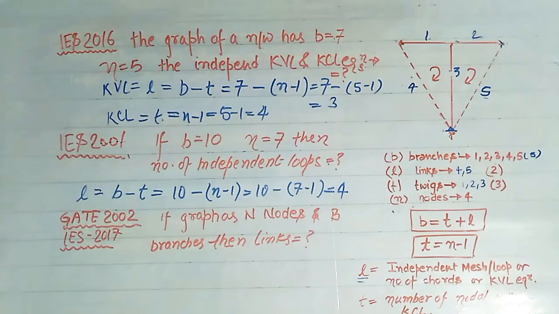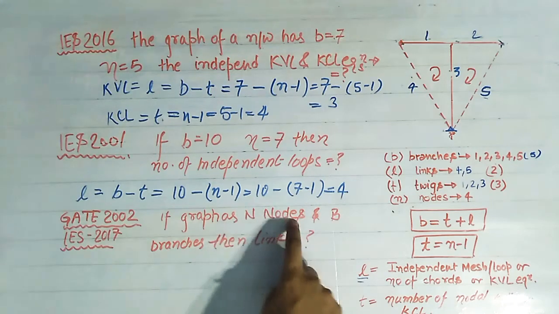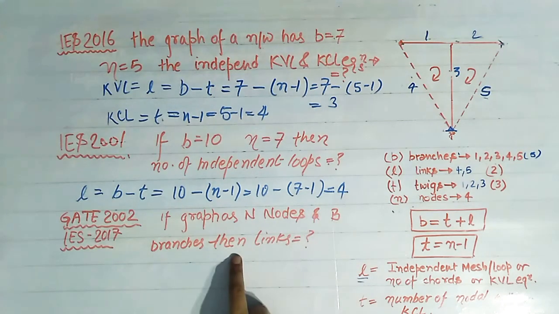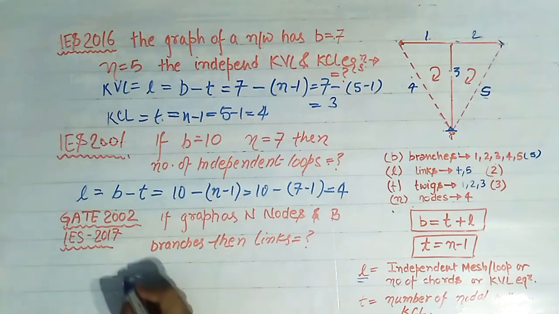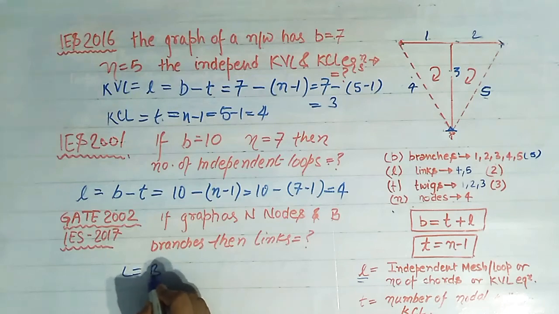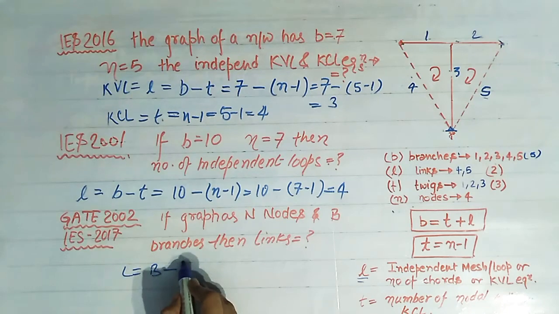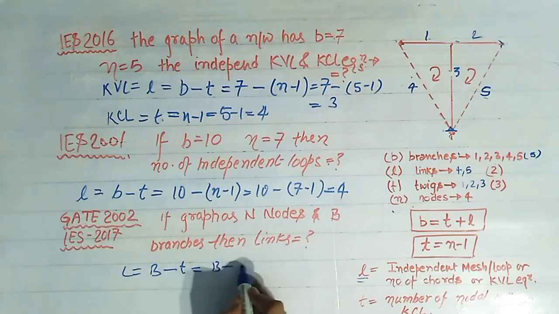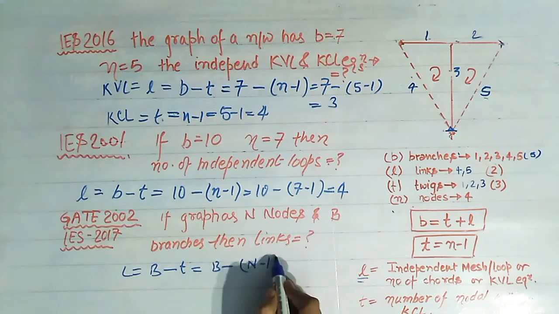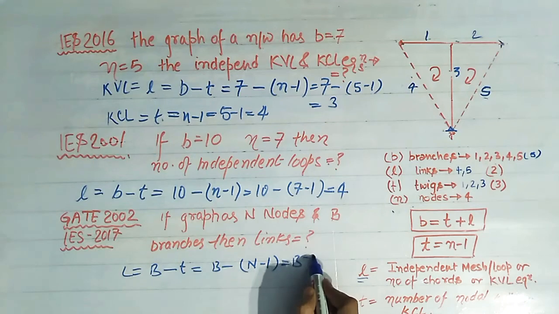Now take this question that has been asked in GATE 2002 and ES 2017. If a graph has n number of nodes and B branches, then we have to find the number of links. So the number of links is equal to branches minus the number of twigs, and that is equal to B minus n minus 1. So we get B minus n plus 1. So this is the answer.